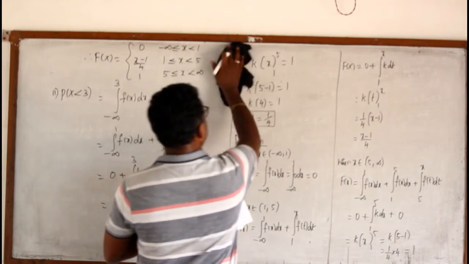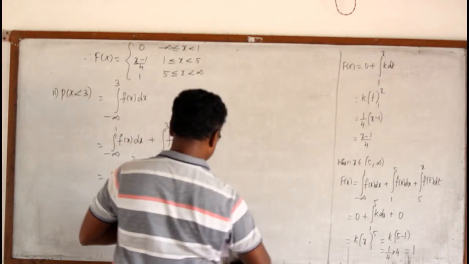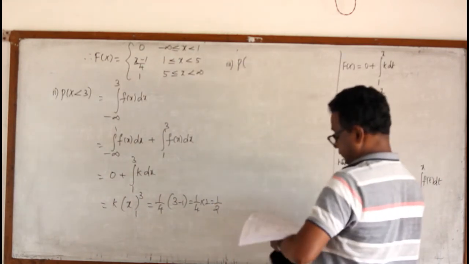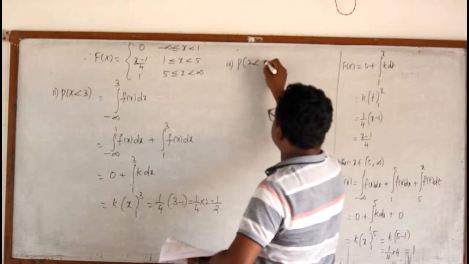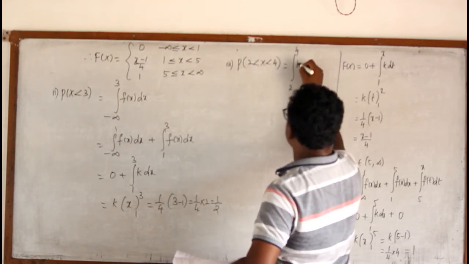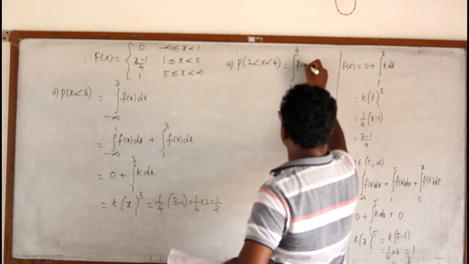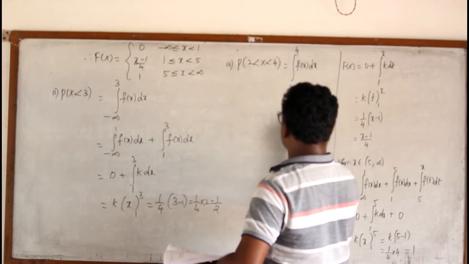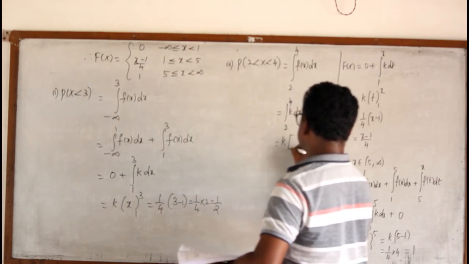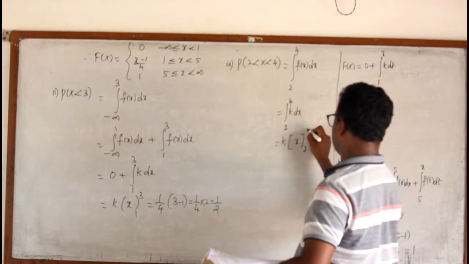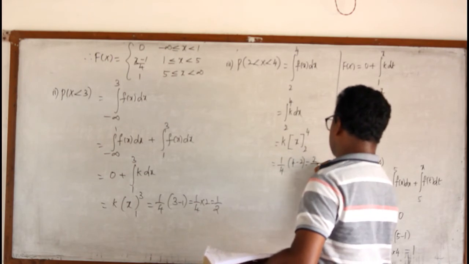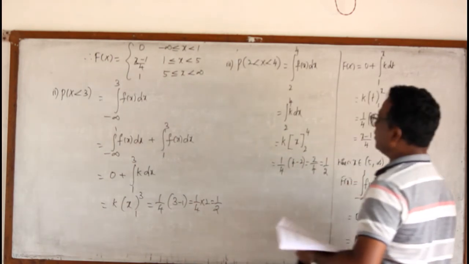Now the third question, P of 2 less than x less than 4. That means they are asking for the integral from 2 to 4 of f of x dx. So it is 2 to 4, f of x is k dx. K can be taken out. The integration of dx is x, from 2 to 4. The value of k is 1 by 4 into 4 minus 2, that is 2 by 4. The value is also 1 by 2.